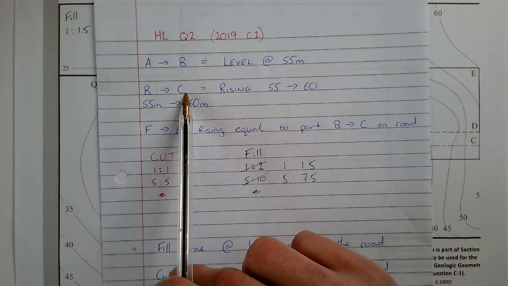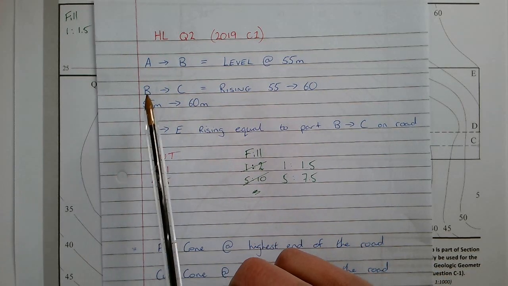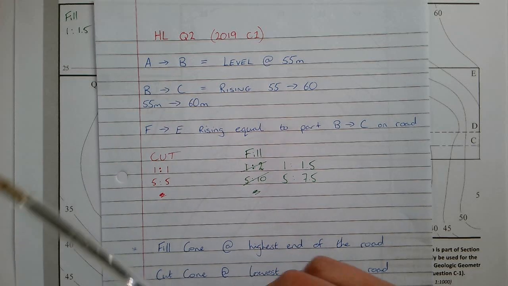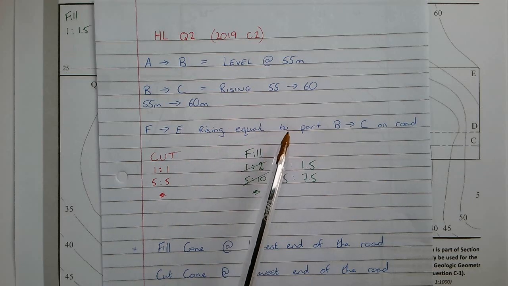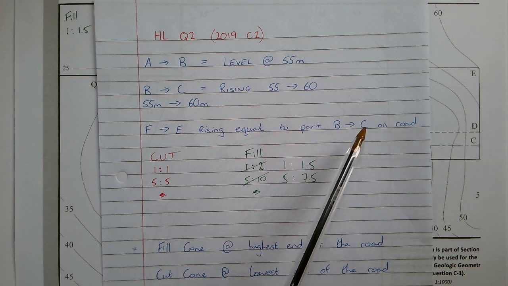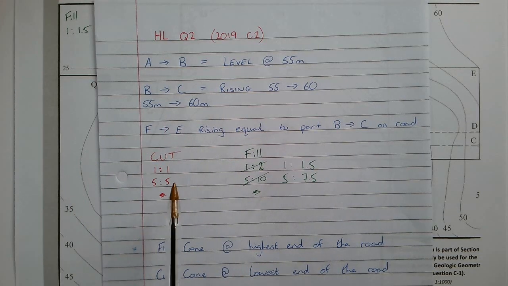We're told that B to C is rising from 55 to 60, which means B is at 55 and C is at 60. We're told F to E, which is the car park, is rising equal to the road from B to C. So the road and the car park are rising at the same level.